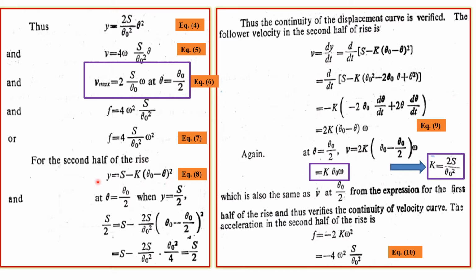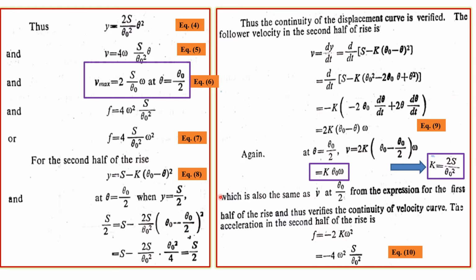So let us check equation number 8, whether it is correct or not. At theta equal to theta 0 by 2, we know that the displacement of the follower is half of its total stroke length, or half of the total lift imparted. So inserting y equal to s by 2 on the left hand side, s is written as it is. The value of k we already know: it is twice s upon theta 0 square. So twice s upon theta 0 square, theta 0 is as it is, and theta is theta 0 by 2, squared.